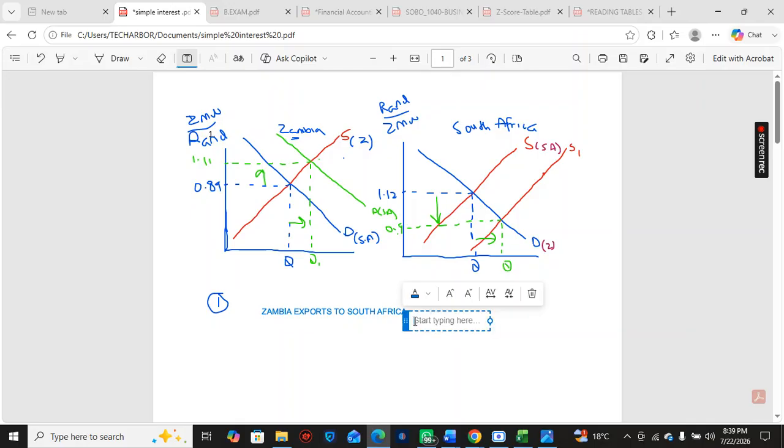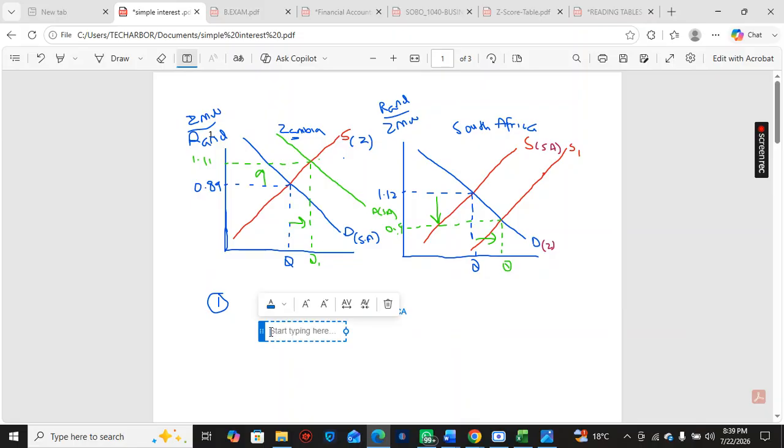Okay, scenario two. Zambia imports more from... To the left. Yes, when they stop buying Zambian goods and services, it means they supply less of their currency.